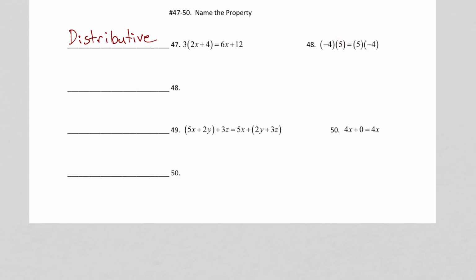Here we have an equals. Notice that this is a negative 4 times 5, and this switched around and became a 5 times negative 4. When you switch the order of the operation and it still is equal, that's the commutative property.